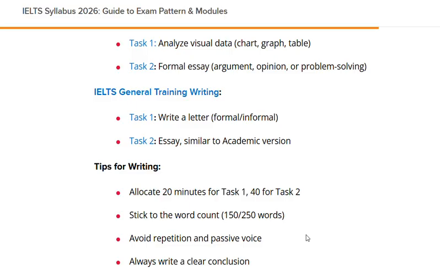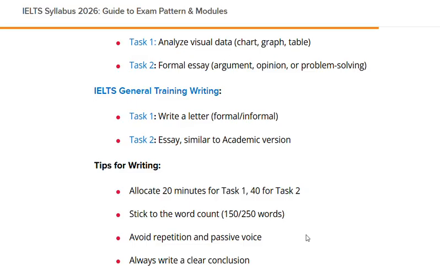If you want to know which tense you should use in which type of diagram or writing task, how to decide whether we should use present tense, past tense, or future tense, and if you want some guidance on that, please comment down. I will create a separate video for it. And always write a clear conclusion of what you have written in the above paragraphs and what you were talking about, for both task 1 and task 2.